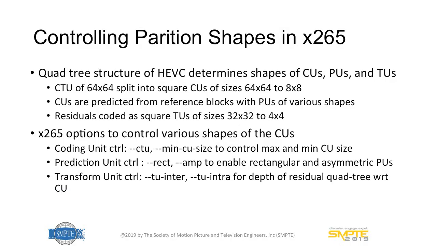So I'm going to quickly run over 3 slides talking about different types of controls that we have. First is trying to control the shapes of the partitions. Remember, we spoke already about this, where you do your coding units, your prediction units, and your transform units. So we have a quad-tree-based structure. Remember, we have the CUs, PUs, and TUs, right? We want to be able to control how many of these you actually want to search. For example, do you want to use 64 by 64 all the way to 8 by 8? Or do you say, I don't care about 8 by 8, I only want to go down to 16 by 16. So your coding unit control options, your CTU and min CTU, enable you to do that.